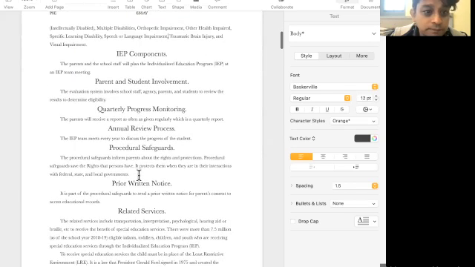IEP components. What are those IEP components? The parents and the school staff will plan the IEP at the IEP team meeting. Parent and student involvement. The evaluation system involves the school staff, agency, parents, and students to review results to determine eligibility.